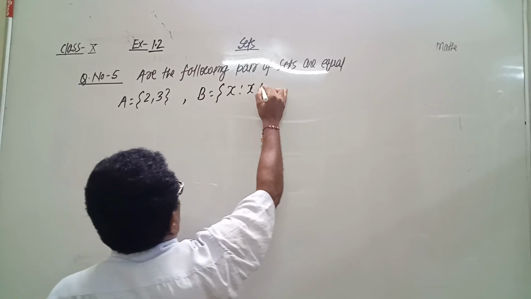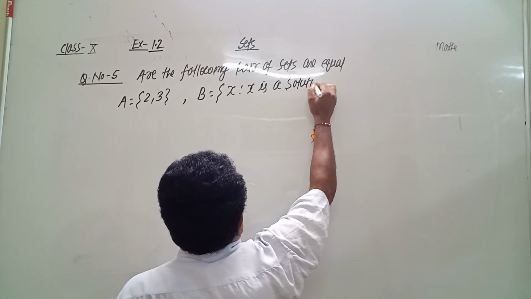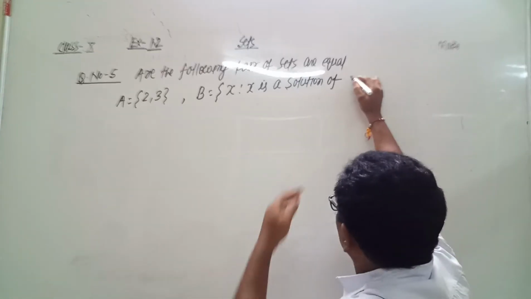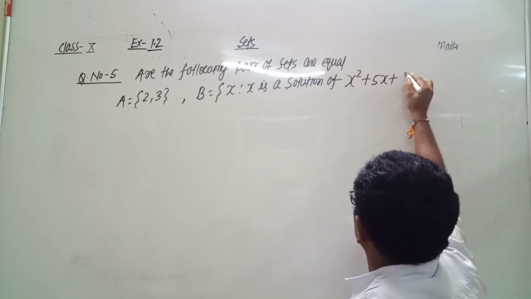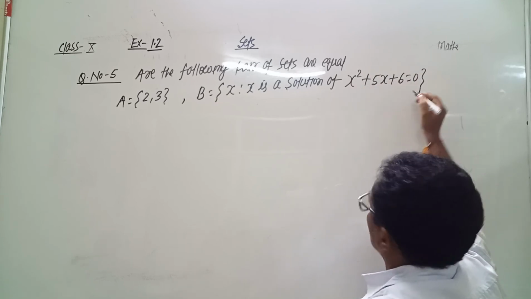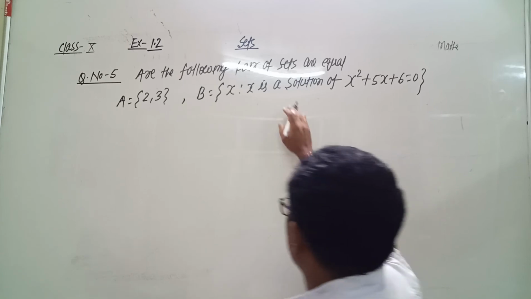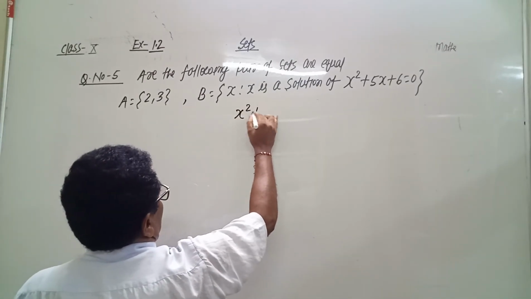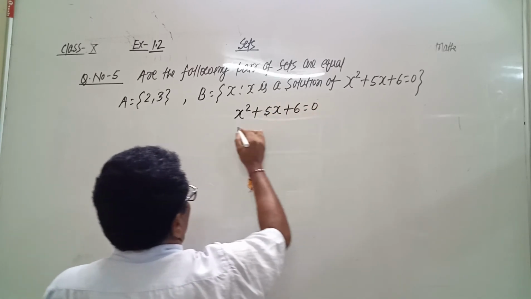x square plus 5x plus 6 equals 0}. So we solve this quadratic equation. This is the quadratic equation. So x square plus 5x plus 6 equals 0.